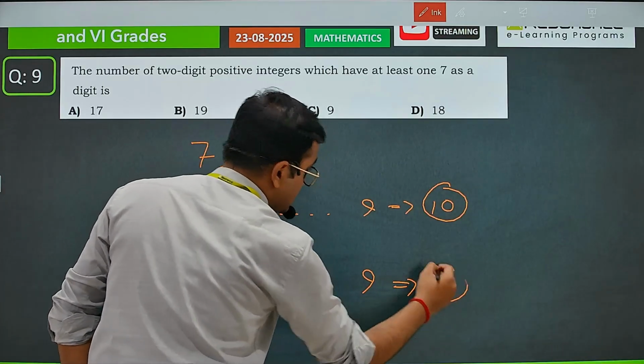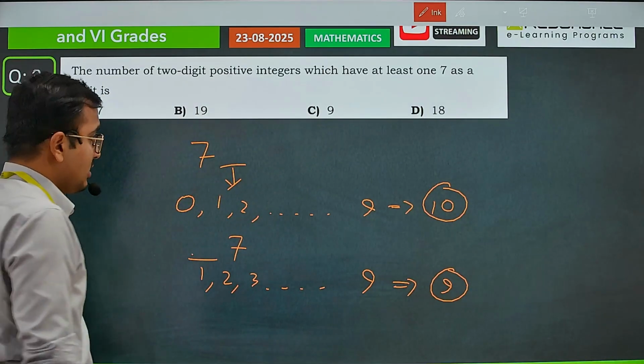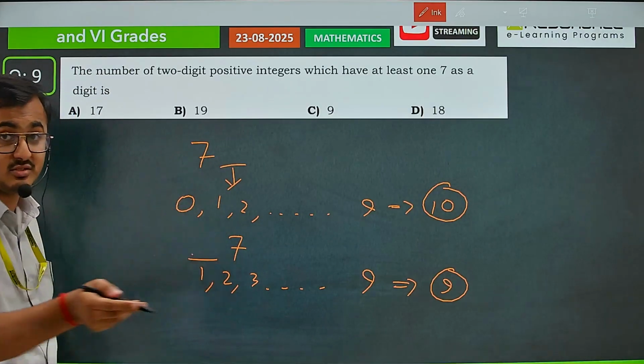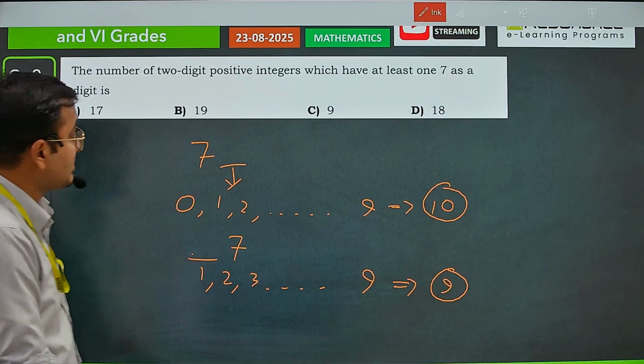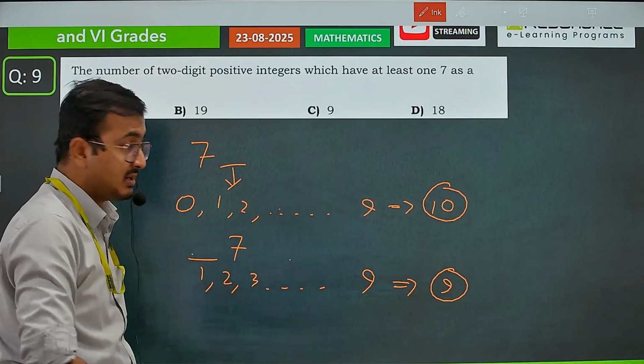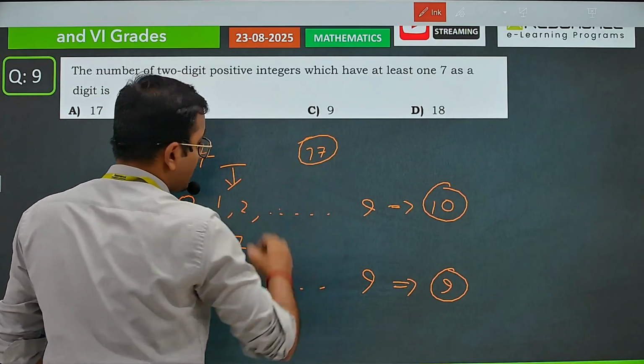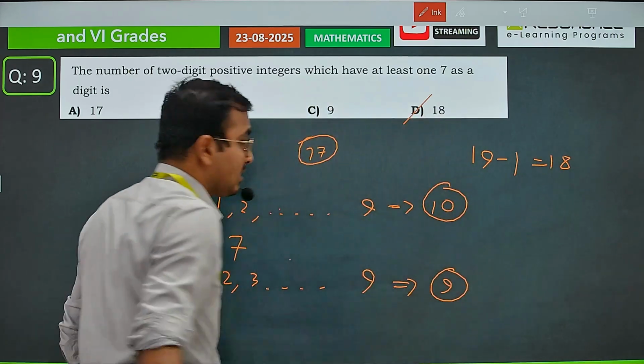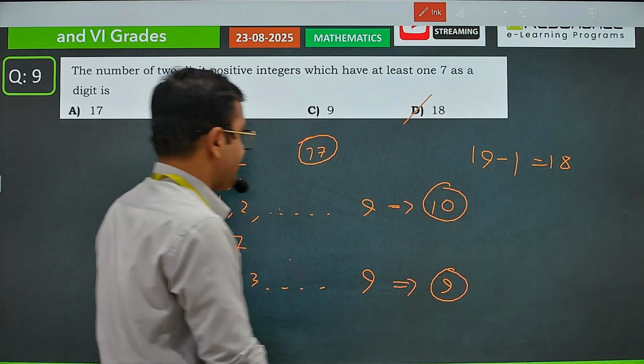That gives us how much? 9. But the major point, the 19 options: the issue is that in both cases one number is common, that is 77. So the final answer is 19 minus 1, that is 18. That's 18. That's it.